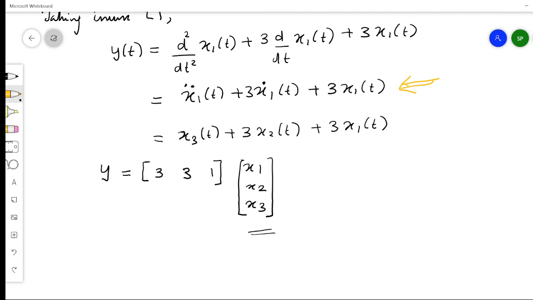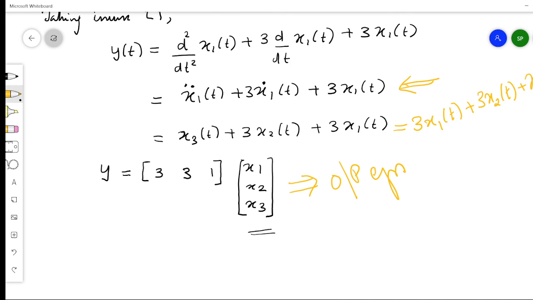So y is equal to, we know that this one, in order, if I write, I can write it as 3 x1 of t plus 3 x2 of t plus x3 of t. So here it is not in order. In order means x1, x2, x3. So the first one should be x1, the next x2, then x3. So the coefficient of x1 is 3 here, then the x2 coefficient is 3 and the x3 coefficient is 1. So we have put it inside the matrix, and x1, x2, x3. So this one is our output equation.